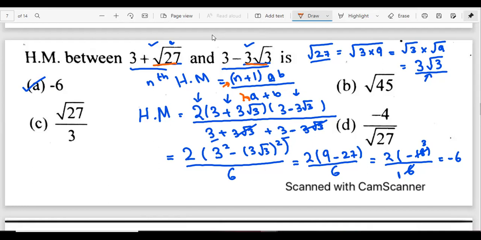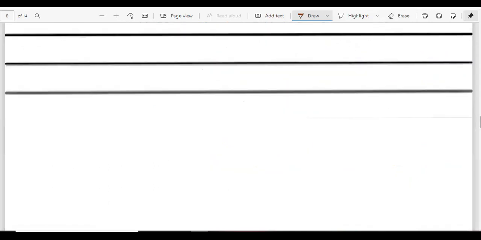If the question says to find the second harmonic mean, I don't want to give you too many formulas. You can just simplify the formula initially: if you have, let's say, the first harmonic mean, you can just write it divided by a plus b. This is going to be the formula. Okay, let's talk about the next question.